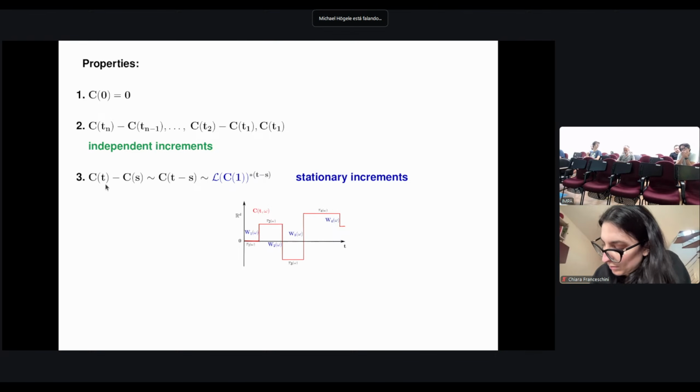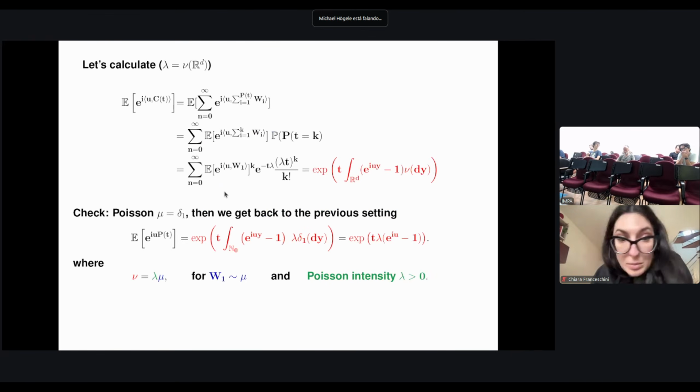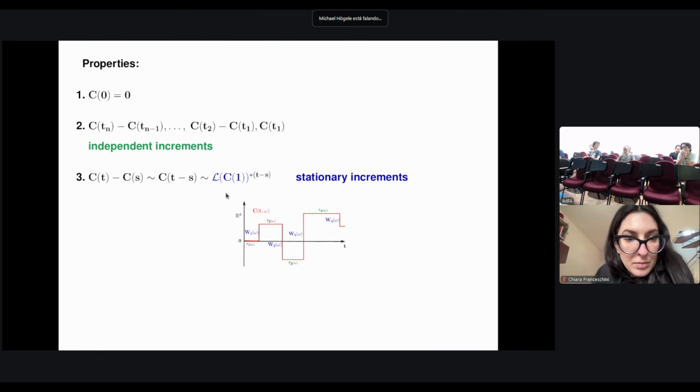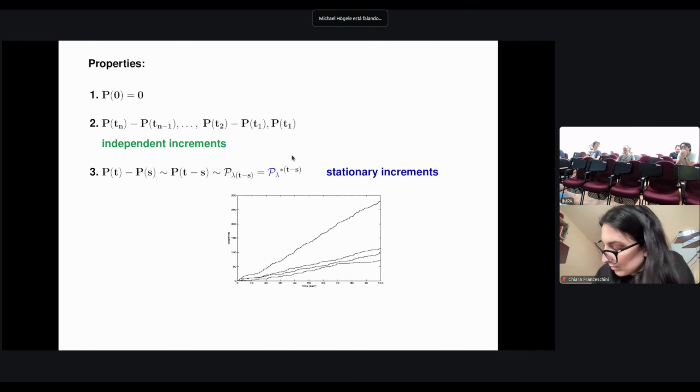And once again, we can just shift the increments all to the very beginning. In comparison to the Poisson process, I will just flip back. Please forgive me if I flip back here.